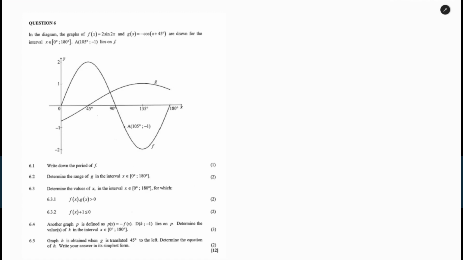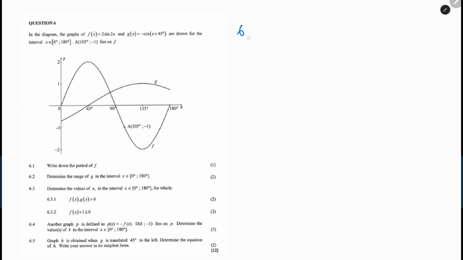So let's see what it says. We've got a diagram here in front of us. We've got the graphs f of x, which is equal to 2 sine 2x. That's this one over here. And we've got g of x, which is minus cos of (x plus 45), which is this one over here. So those are given to us. It's over the x interval 0 to 180 degrees. And we're also given this point A, which is at (105; minus 1), and that lies on f.